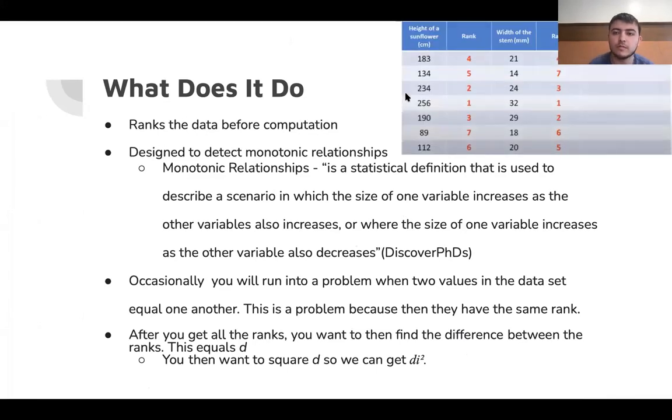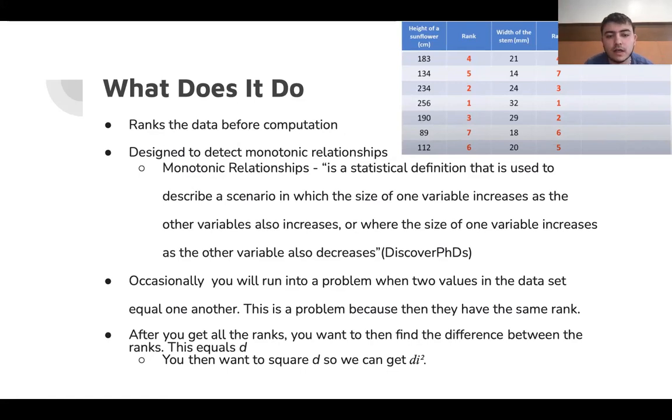So in this image here, we see that for the height of the flower, although the data doesn't come in least to greatest or greatest to least, it ranks it from greatest to least. So we got 256 with a rank of 1, 234 with a rank of 2, and so on. And it also does it for our second variable within the data set, which is the width of the step. Like 32 is the highest number, so we gave that a rank of 1.